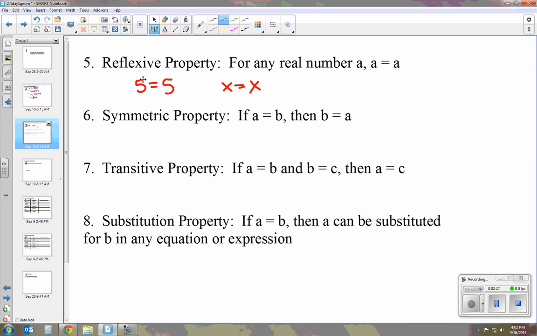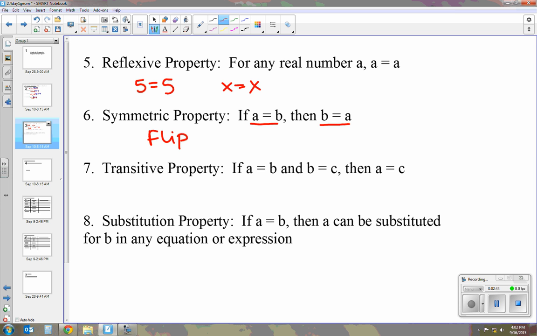The next one is the symmetric property of equality, and it says if A equals B, then B equals A. If you notice, we just flipped it. So if we see a flip, that is the symmetric property of equality.